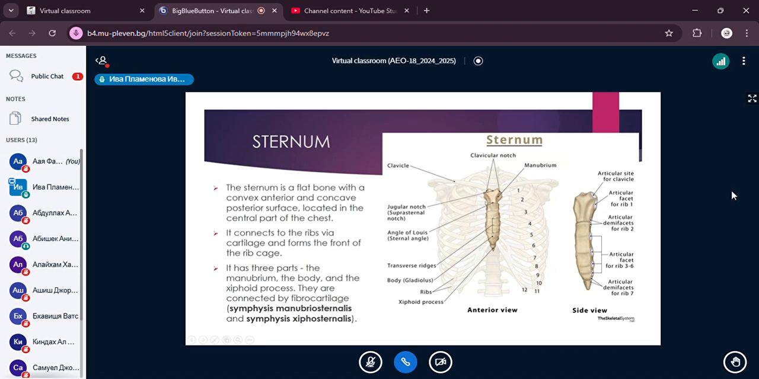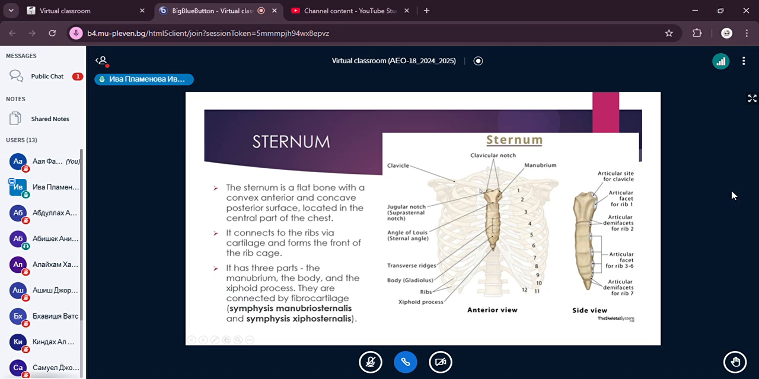About the manubrium, you can see here, and of course you can say that it has one jugular notch on the superior margin, just in the middle. On both sides of it are the clavicular notches, right and left, which are actually the articular facets for the clavicle.